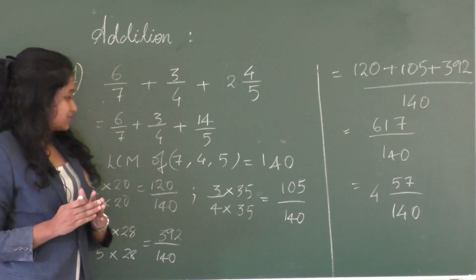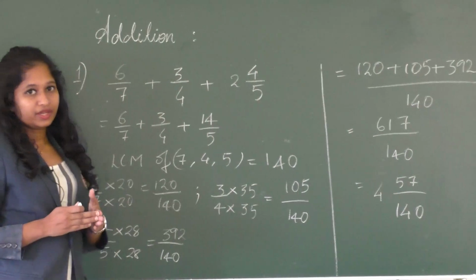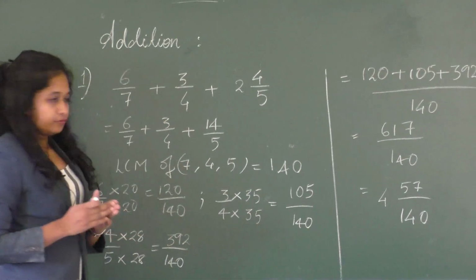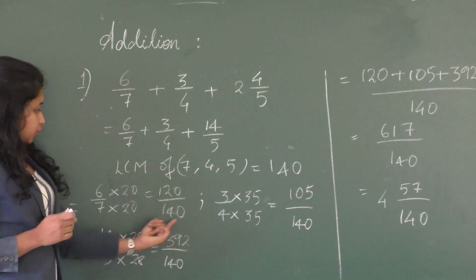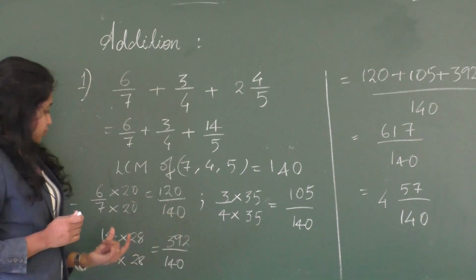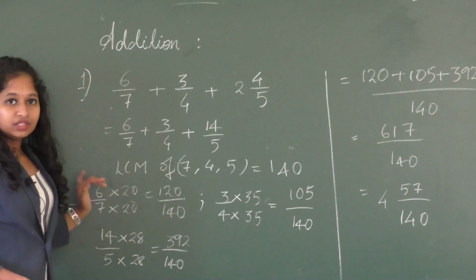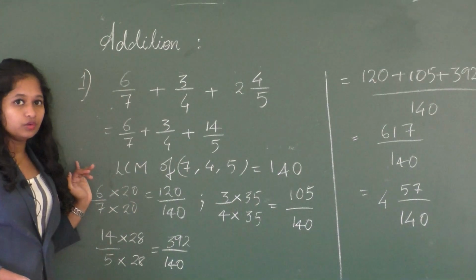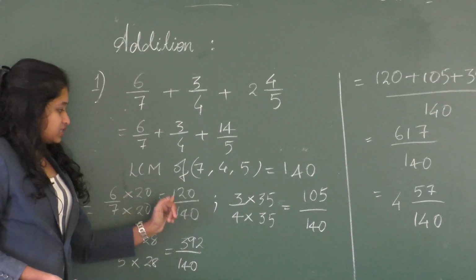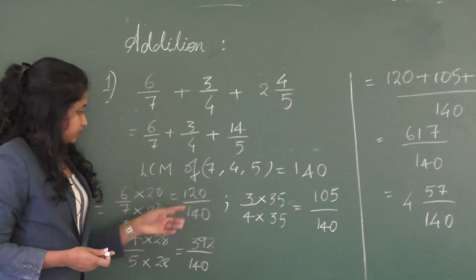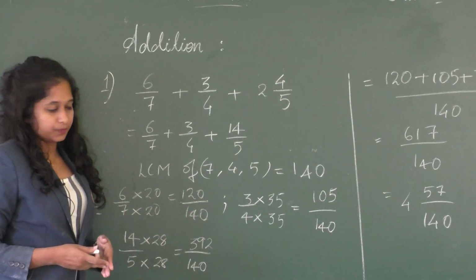Next, let's convert this to like fractions. For that, when you multiply 7 by 20, you get 140. So multiply the numerator also by 20. So 6 into 20 is 120. So we got 120 by 140.